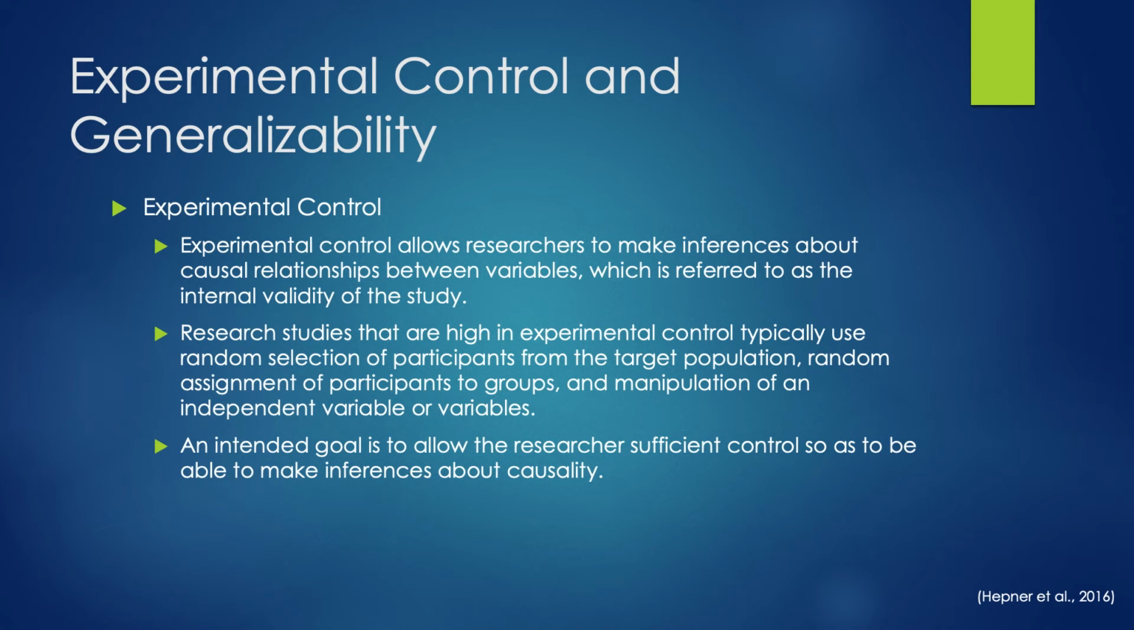Research studies that are high in experimental control typically use random selection of participants from the targeted population, random assignment of participants to groups, and the manipulation of the independent variable or variables. So there is this selection of a group of people specific for a reason, and then putting them within different groups very much randomly, and then manipulating something. The intended goal is to allow the researchers to sufficiently control as many variables as possible to make inferences about causality.